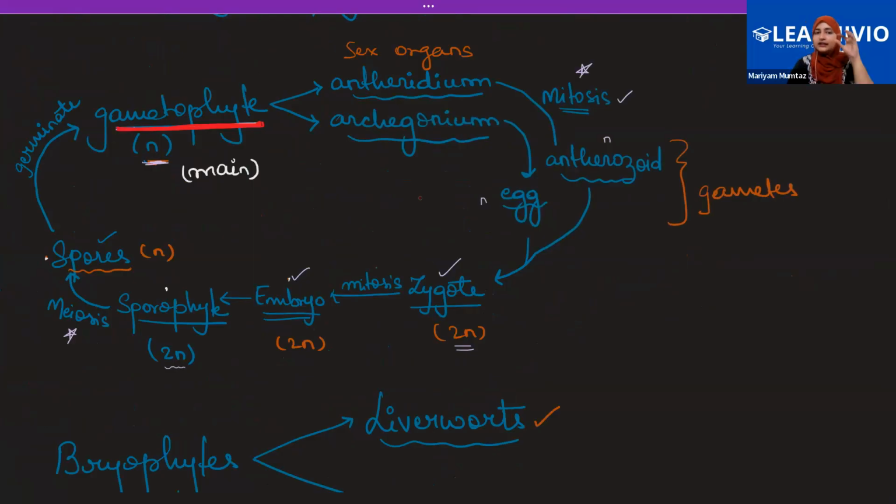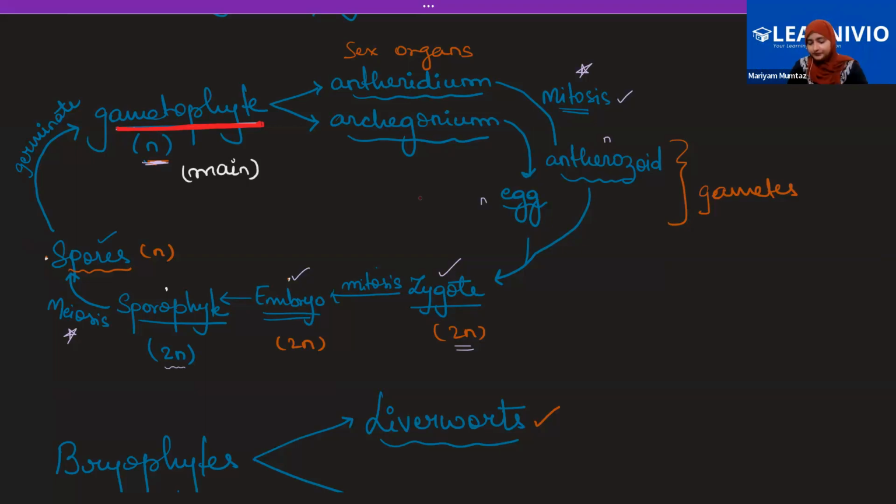Now remember that the gametophytic plant body will make the gametes, which will fuse and become the sporophytic plant body. Then the sporophytic plant body will make the spores, and it will germinate into gametophyte. Gametophyte will give rise to sporophyte and sporophyte will give rise to gametophyte. It doesn't matter whether the main plant body is sporophytic or gametophytic, they both give rise to each other.